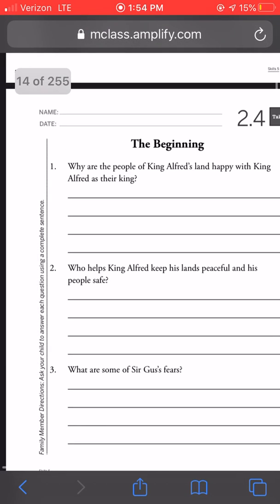Okay, remember to write in complete sentences, use your finger spaces, and correct punctuation. When you're finished, have somebody take a picture of it and upload it onto Dojo to your classroom teacher. Okay, that's it for lesson 2.